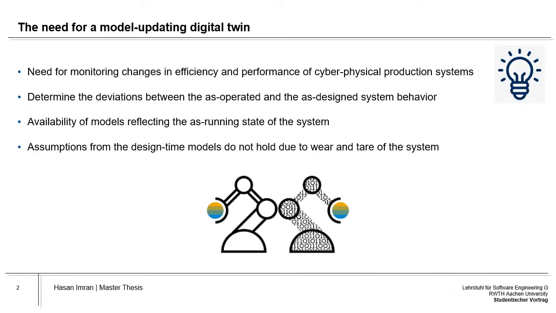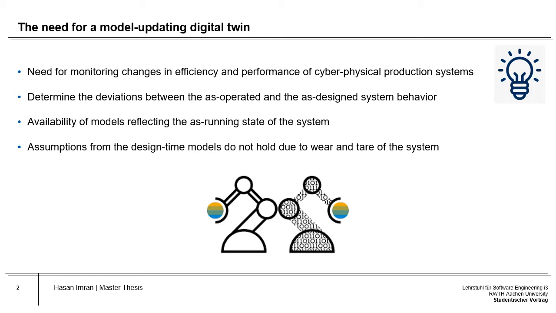Why do we need a model updating digital twin? So we need to monitor changes in efficiency and performance of cyber physical production systems. We also need to determine deviations between the as operated and the as designed system behavior. Then there is also a need of having models available which reflect the as running state of the system. So we already have models for the design time, but we would also like to have models which show the running state of the system.